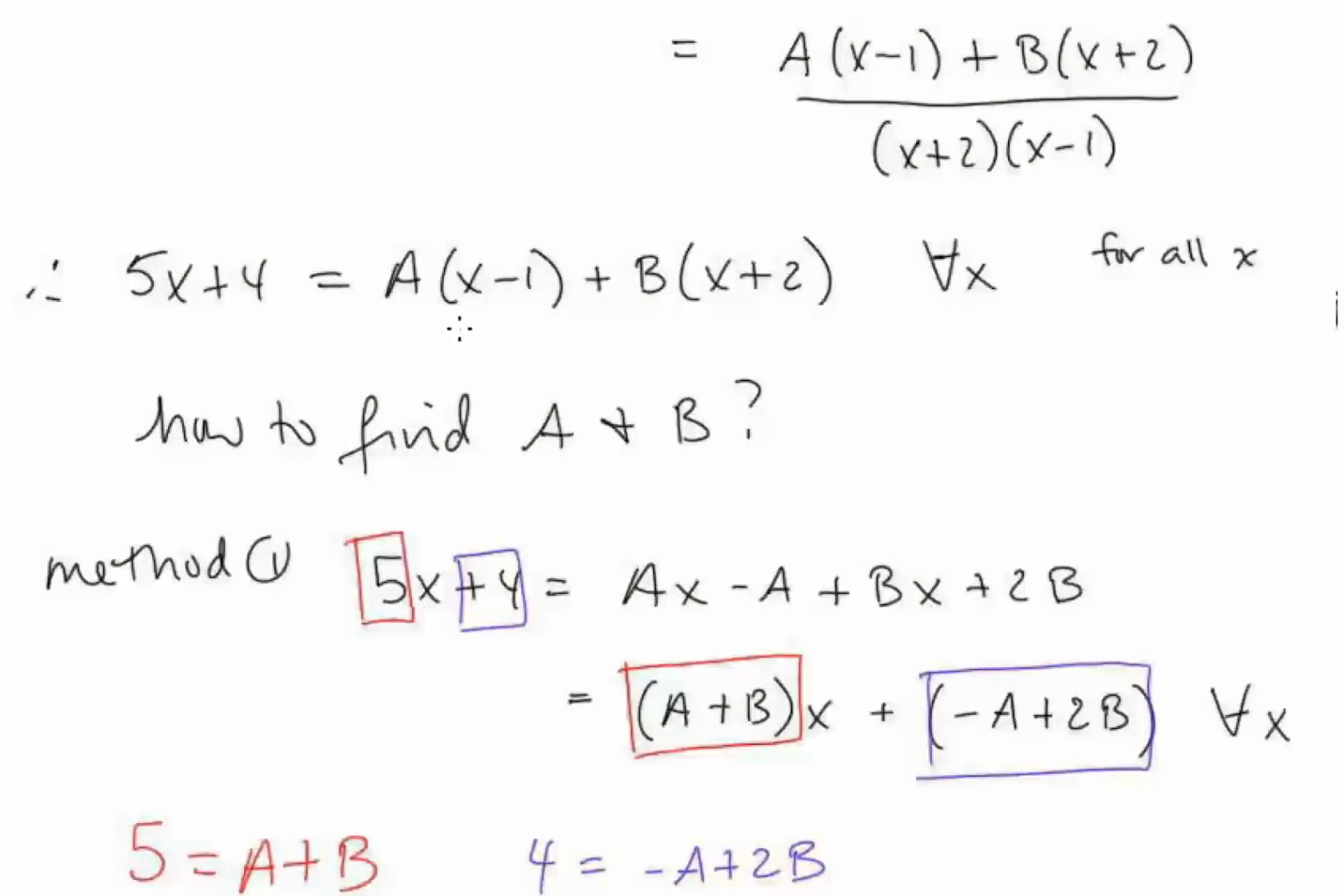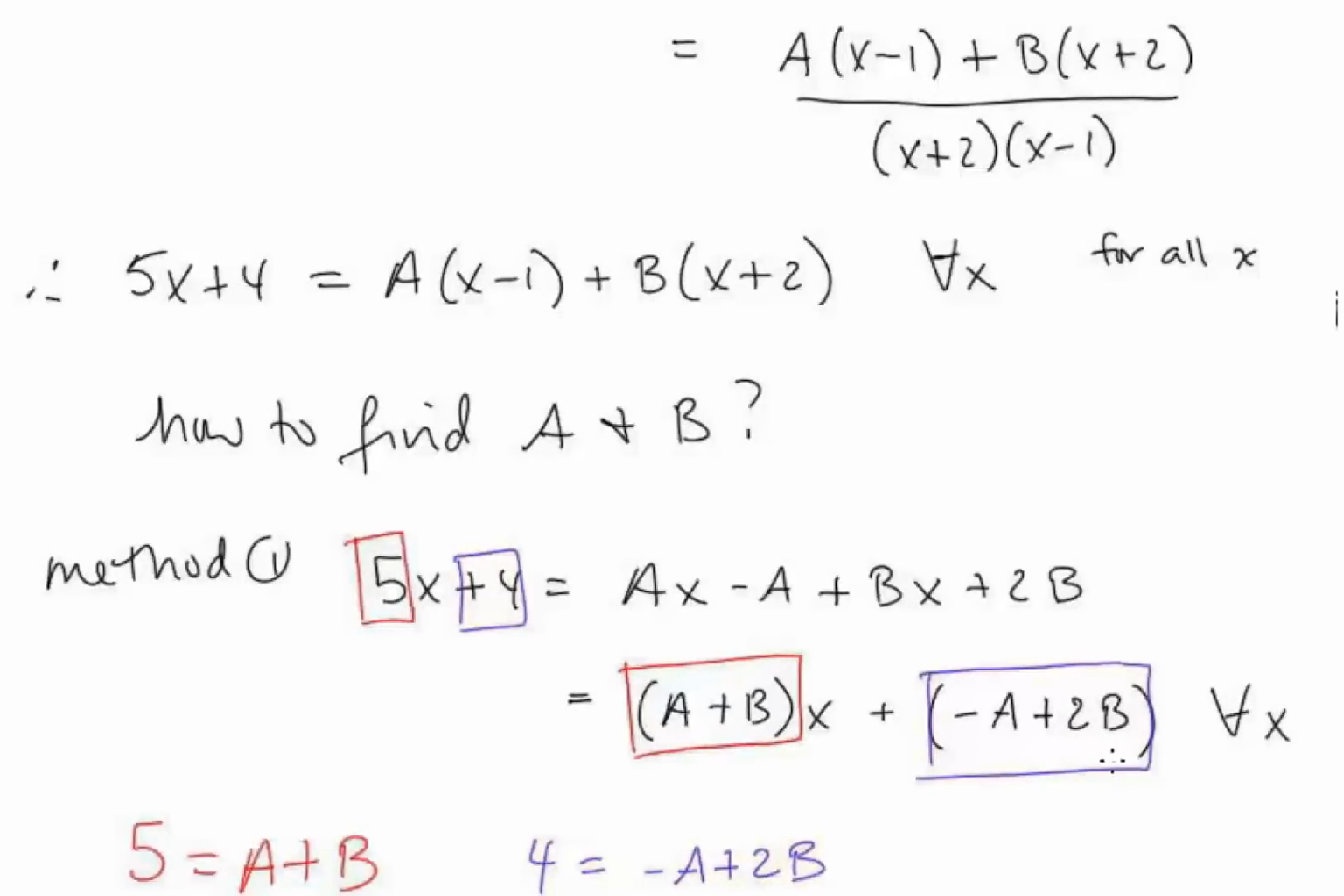The first is to multiply out on the right-hand side and collect like terms. So here we have Ax minus A plus Bx plus 2B. And then let's collect the x terms and collect the constants. So we have A plus B quantity times x, and then we have plus the constant of negative A plus 2B. Now this must equal 5x plus 4 for all x values. That says the coefficient of x here must equal the coefficient of x here. So 5 must equal A plus B.